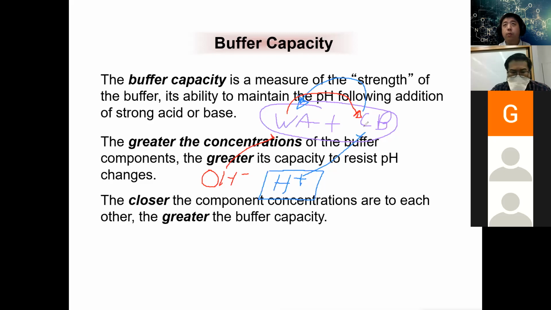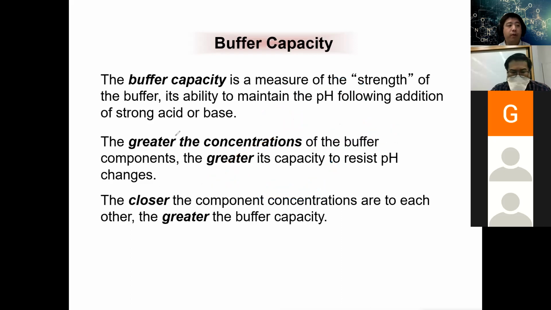Okay? And so we want these 2 concentrations to be close together, because then you have enough to deal with both any acid that joins in or any base that is added in. So it can handle both scenarios. And we obviously want both concentrations to be very, very high. Any questions?